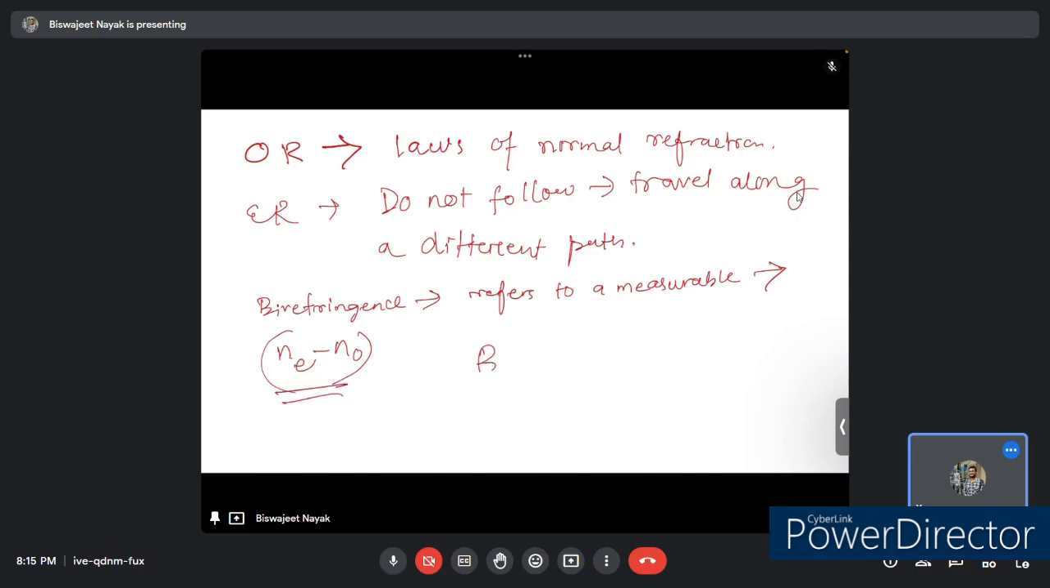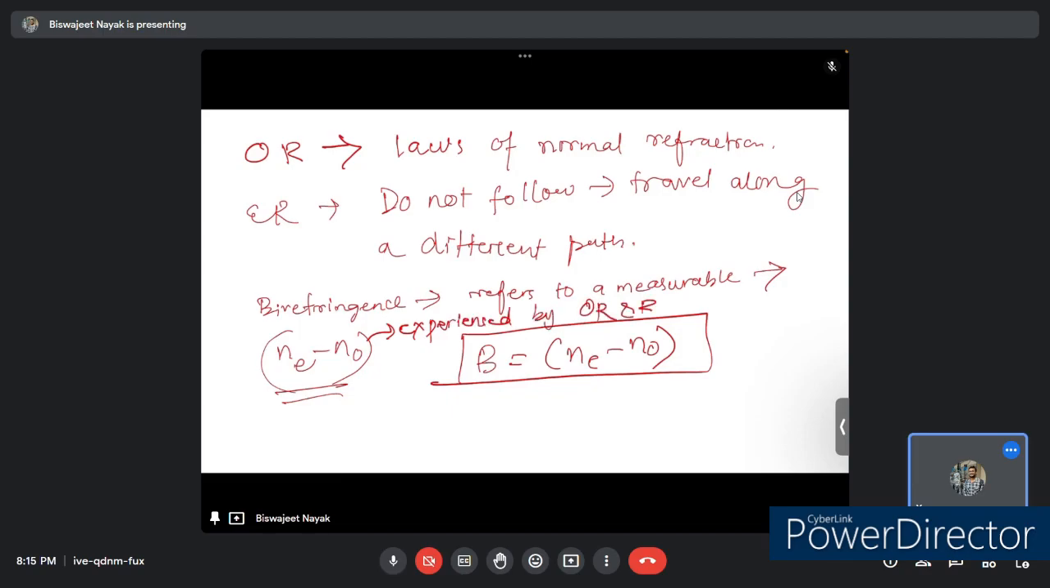We can denote this birefringence as the difference of the refractive index of extraordinary and ordinary rays. So depending upon the values of Ne and No, this birefringence can be positive or negative.